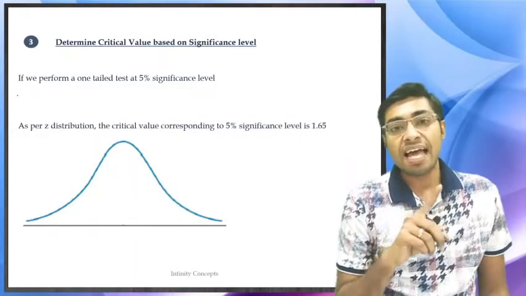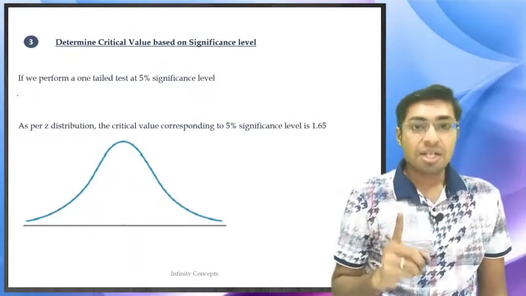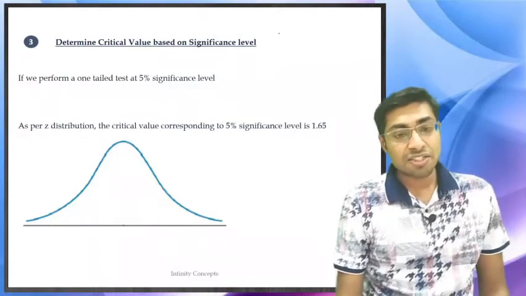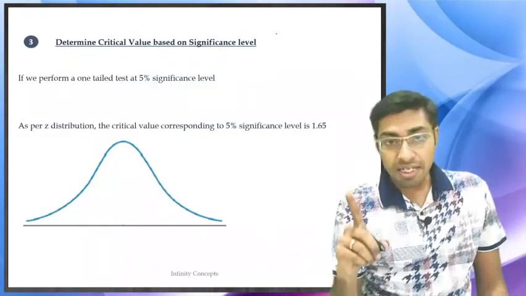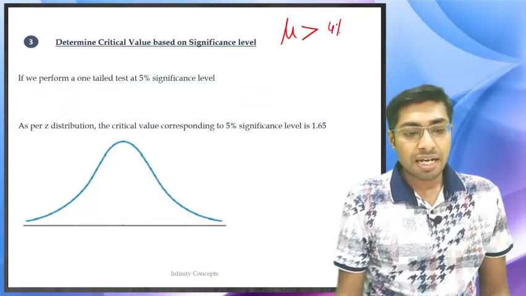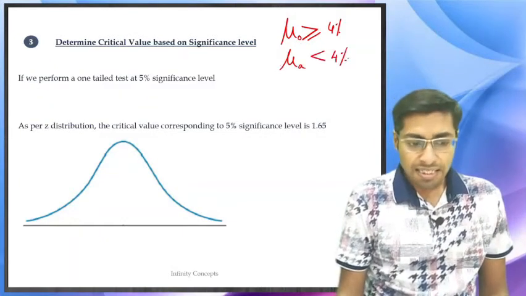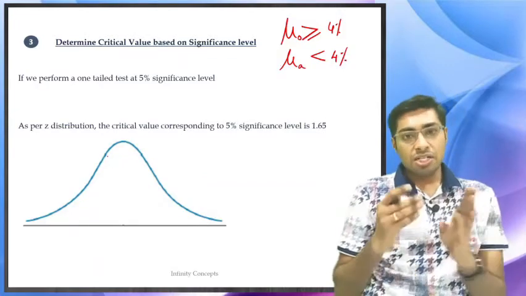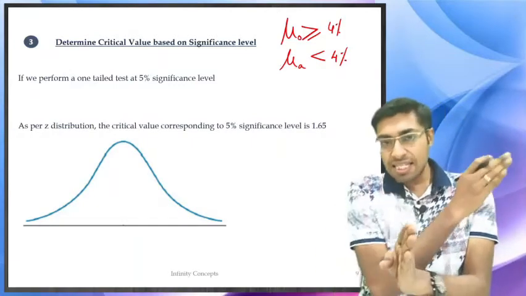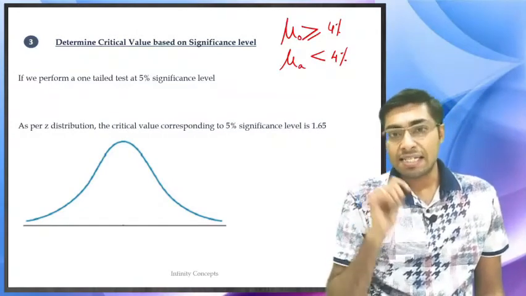Now what is a one-tailed and a two-tailed test? Remember, whenever you are using greater than and less than signs in your null hypothesis and your alternative hypothesis, say mu more than 4%, the null hypothesis and alternative hypothesis will be like this. This is what we have used. So what is your null? Your null is more than 4% and your alternative is less than 4%. It is only like this. It means it should be a one-tailed test.